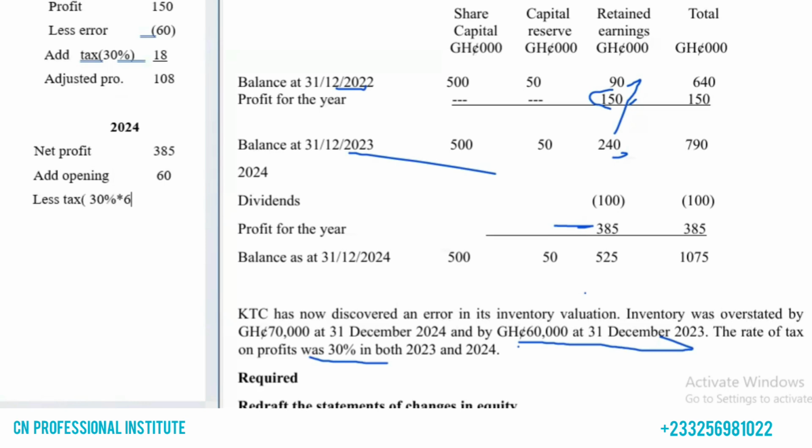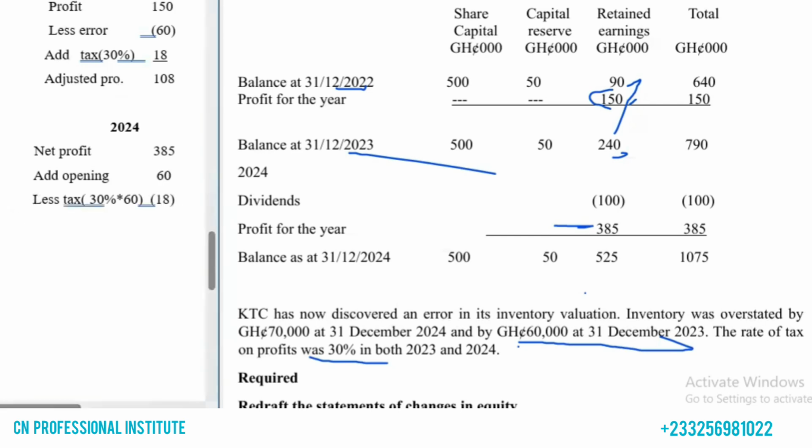So 30% of 60, and that will give us 18. So 18, and then the 18 will be what? Less. Okay, so we less the tax element because we are adding the error.